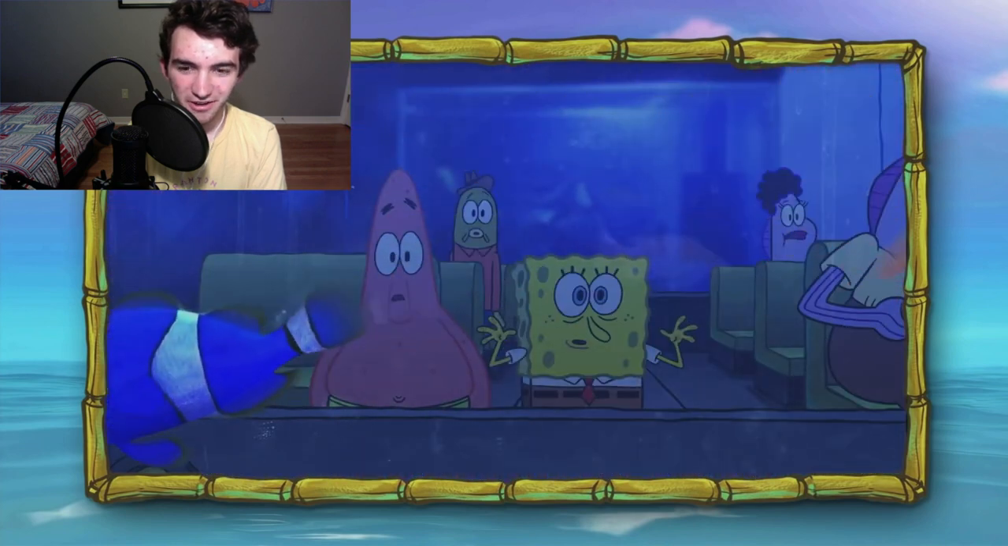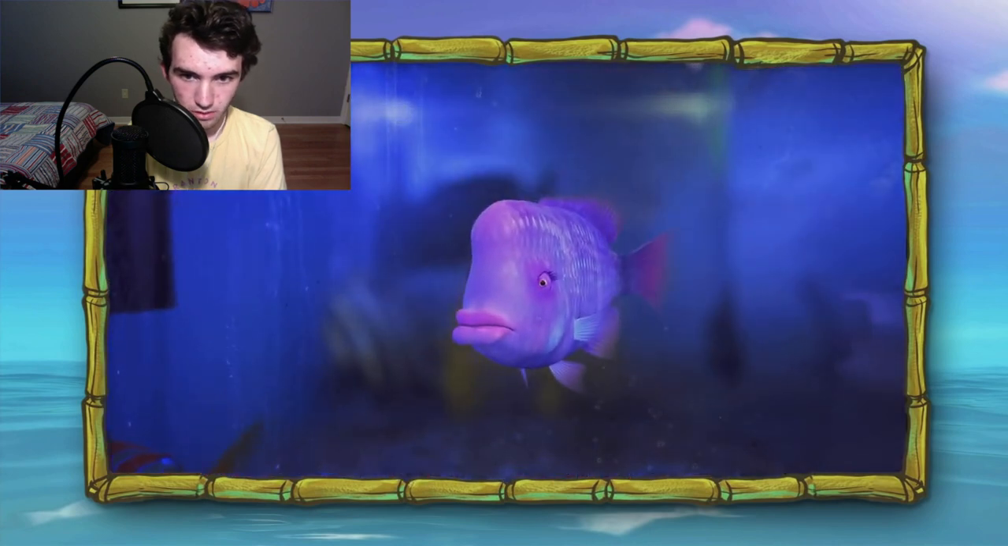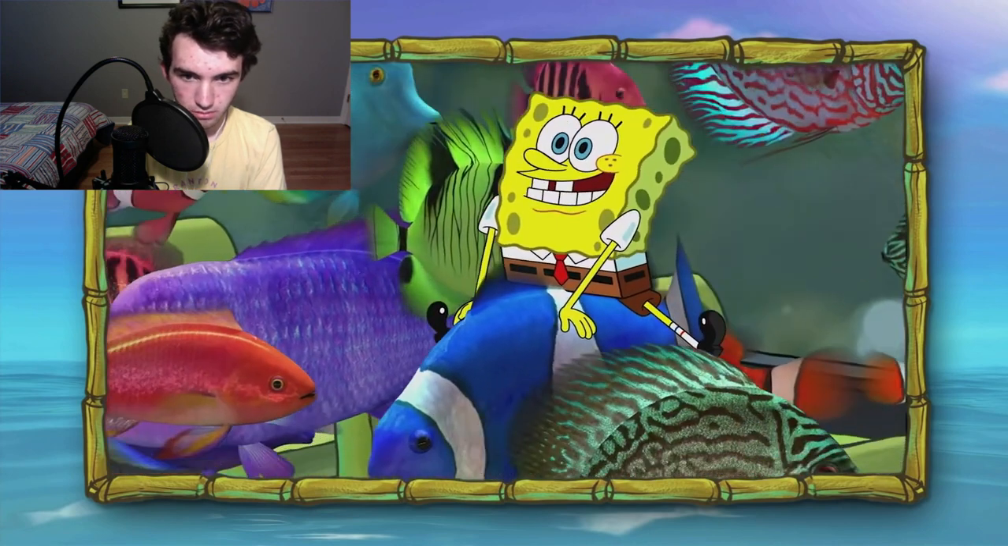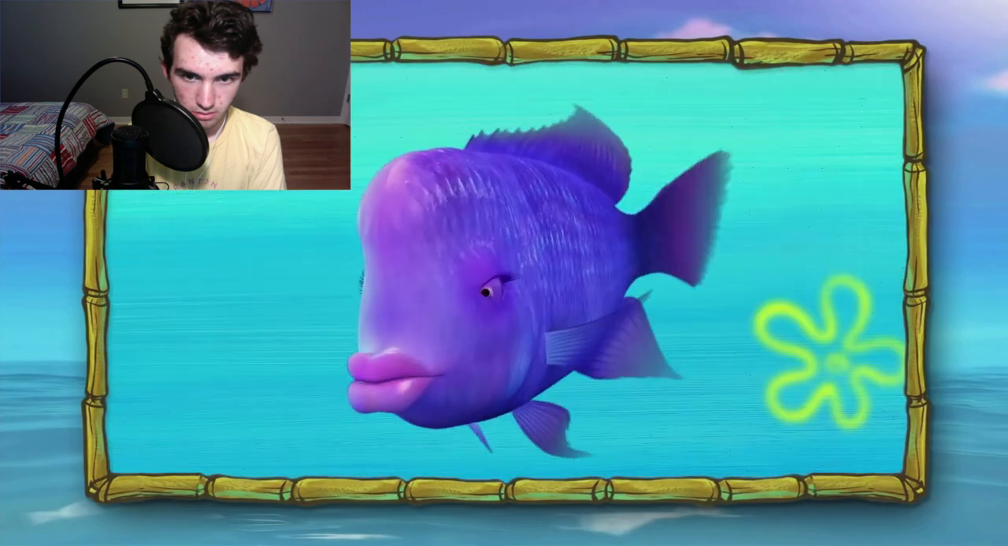What kind of monsters would want to keep fish folk in jail like this? They're so beautiful. They can't talk back to SpongeBob and Patrick, and they're actually able to swim freely through the water instead of being affected by gravity.